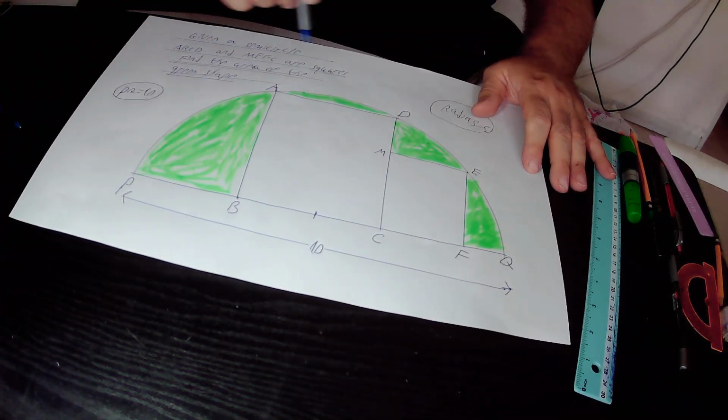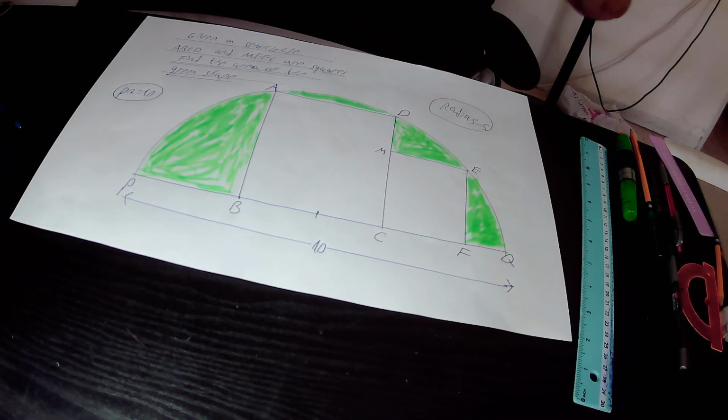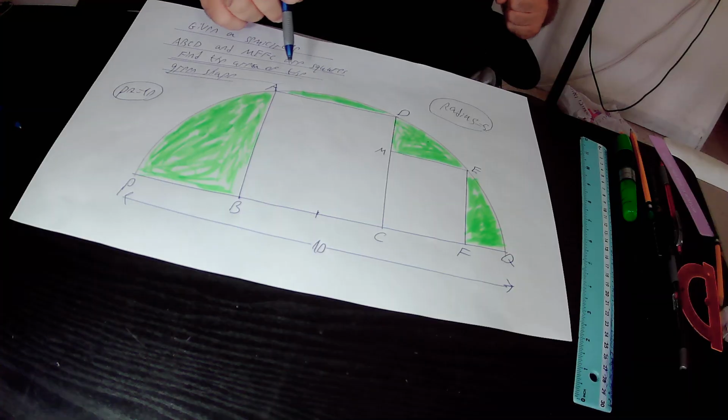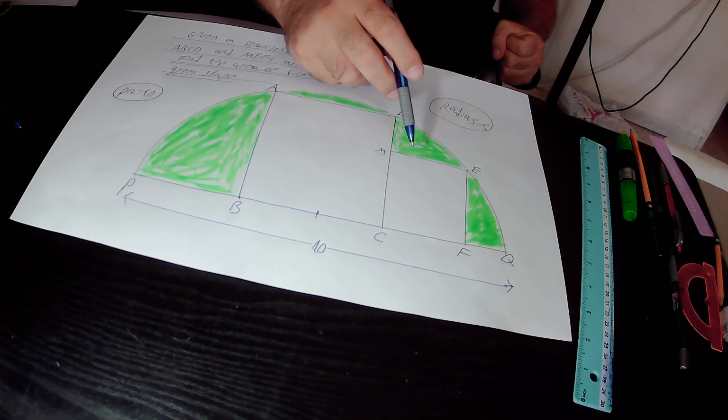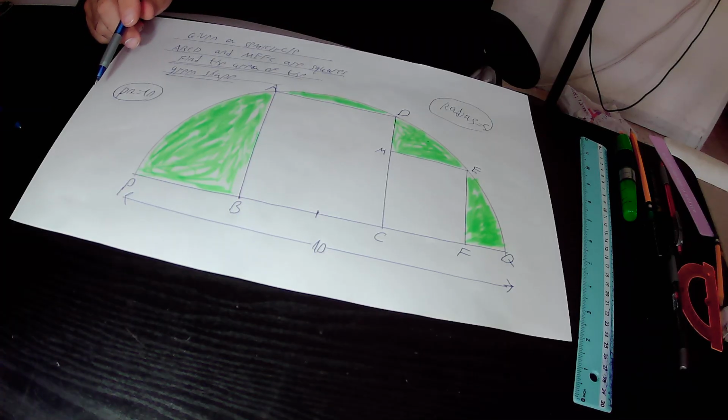In the domain we have a semicircle, PQ equals 10. In addition, we know that inside this semicircle we have the big square ABCD and the small square MECF. Again, our task is to find out the area of this ring shape. So first of all, we define the center of this semicircle.